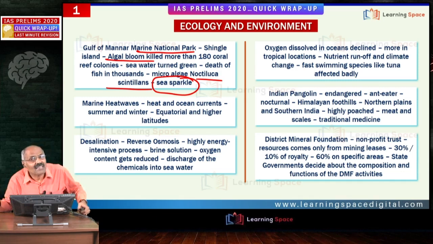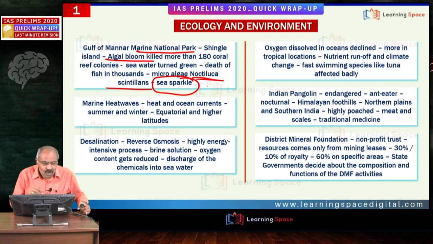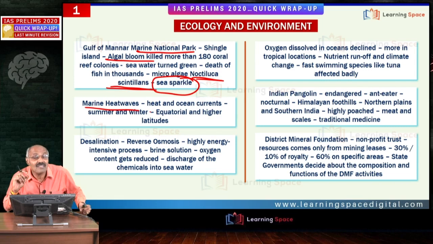I hope you got clarity. Please do not forget this. Noctiluca scintillans, it is called sea sparkle. Friends, let us look at marine heat waves. Marine heat waves, three points I would like to tell you.